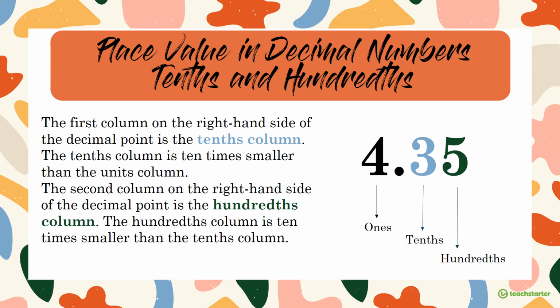Place value in decimal numbers, tenths and hundredths. So let's have a quick look at this. The first column on the right-hand side of the decimal point is the tenths column. So that is in the blue. The tenths column is 10 times smaller than the units column. The second column on the right-hand side of the decimal point is the hundredths column. The hundredths column is 10 times smaller than the tenths column. And so it would be cut up into 100 pieces.